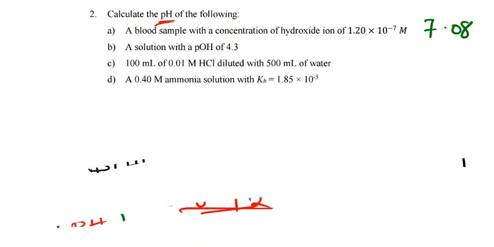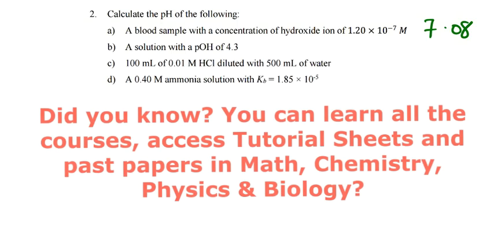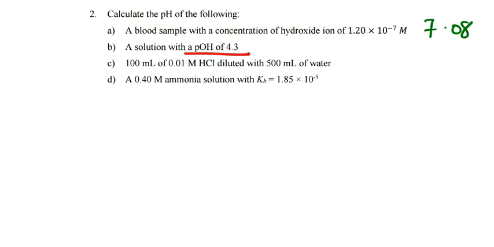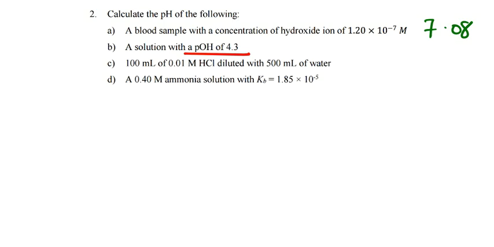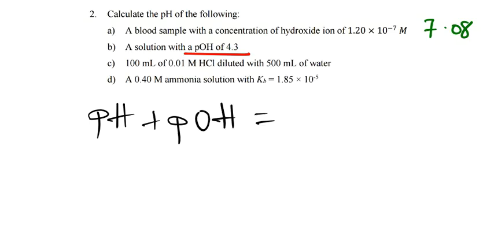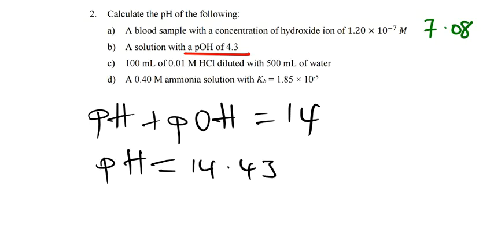Pause the video and try out B. B is basically the same, and that one is actually even easier. So we're given the pOH to be 4.3. How do we find the pH? I gave you the relationship between pH and pOH. I hope you haven't forgotten. They add up to 14. So if you've got one, you can easily find the other. It becomes 14 minus 4.3, which is 9.7.